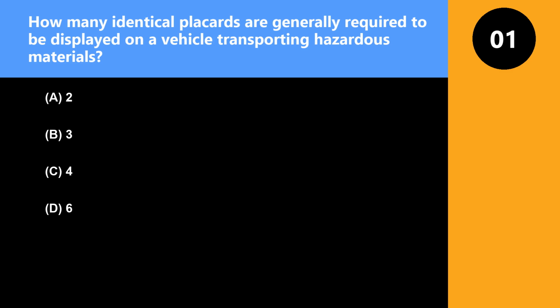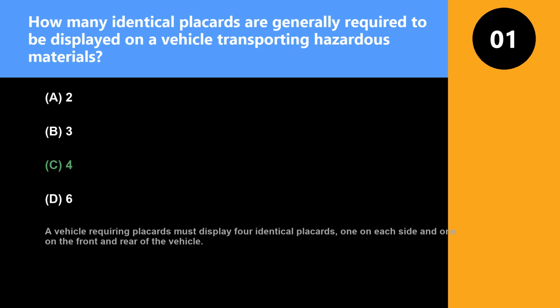Question 1. How many identical placards are generally required to be displayed on a vehicle transporting hazardous materials? Option A, 2. Option B, 3. Option C, 4. Option D, 6. The correct answer is option C, 4. A vehicle requiring placards must display 4 identical placards, one on each side and one on the front and rear of the vehicle.